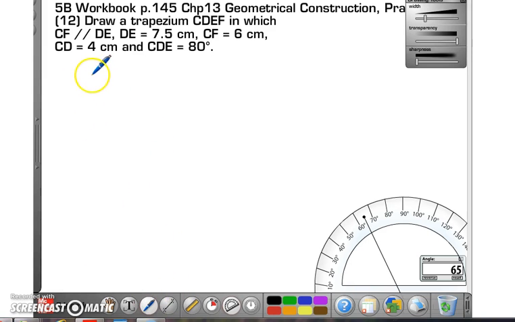So we'll take 180 degrees minus 80 degrees, which will give us 100 degrees. So angle DCF is equal to 100 degrees. So that's one additional piece of information that we know that will help us later.